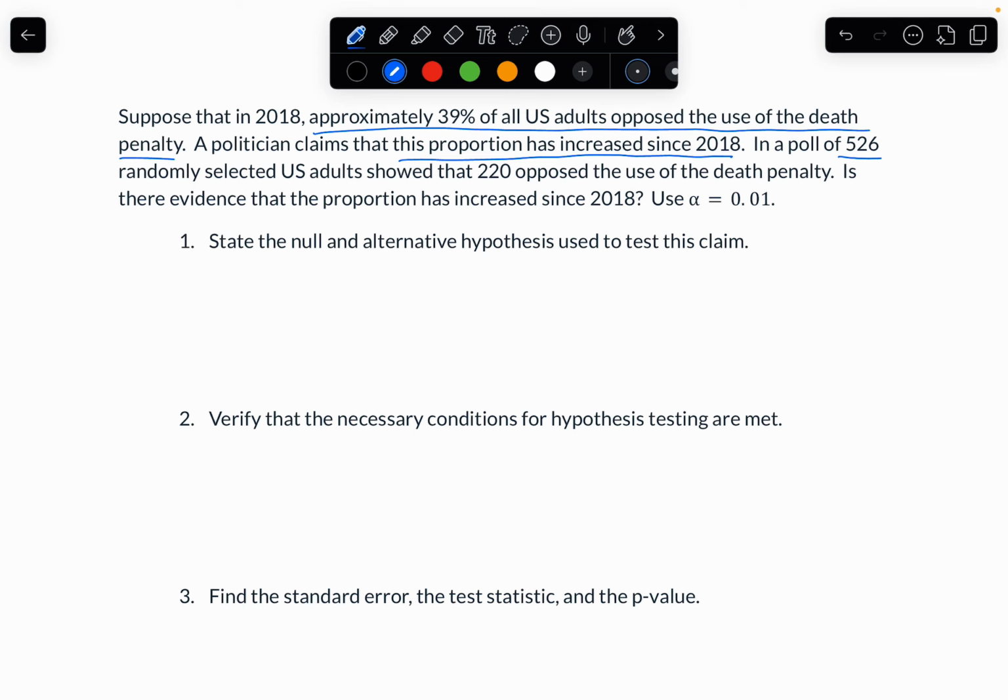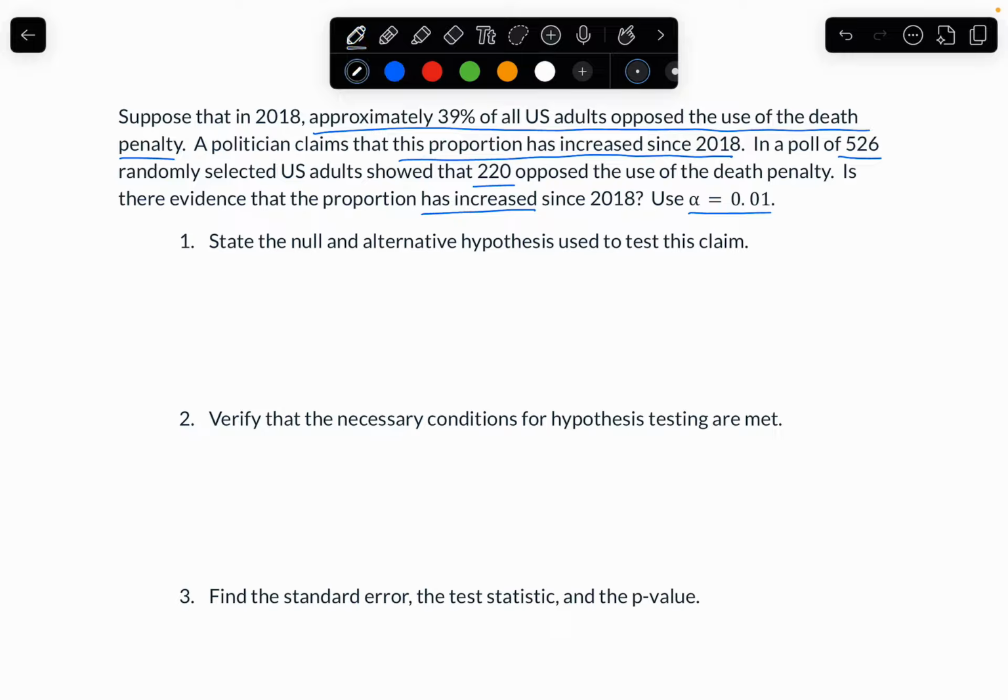In a poll of 526 randomly selected U.S. adults, 220 opposed the use of the death penalty. We would like to know, is there evidence that the proportion has increased since 2018? We will use the significance level of alpha equals 0.01.